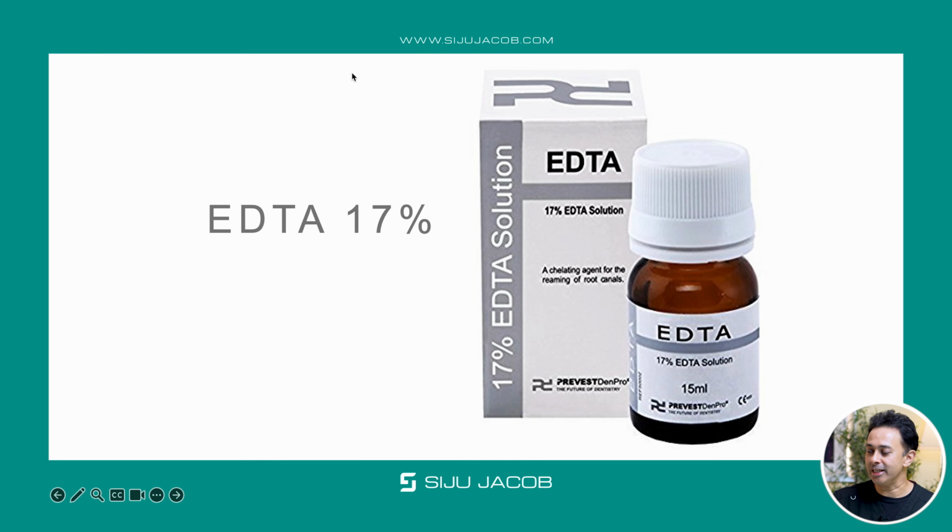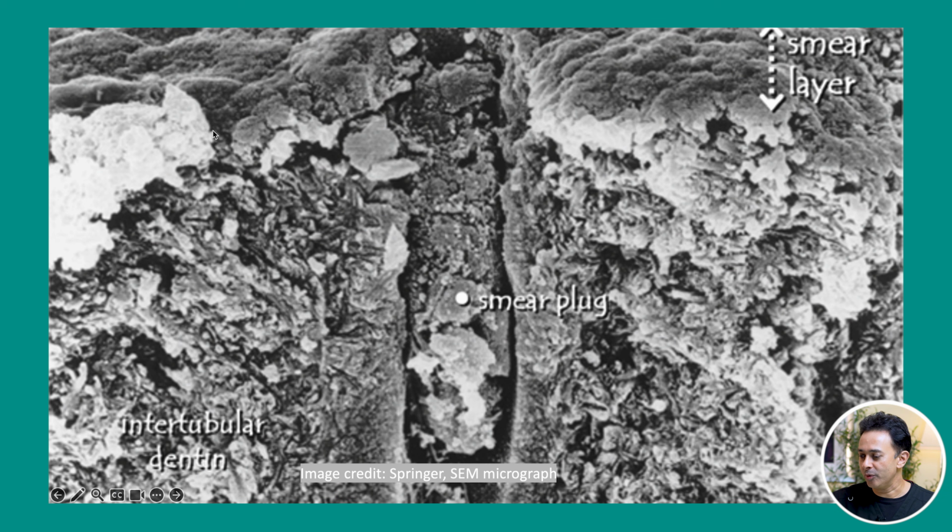The next solution we use in clinical endodontics is EDTA, and the concentration is 17% EDTA. Why do we use EDTA? We primarily use it to remove the inorganic part of the smear layer. Now, what is a smear layer? Whenever the dentine is exposed to some sort of a mechanical factor, then you get this layer of debris which kind of clogs the dentinal tubules.